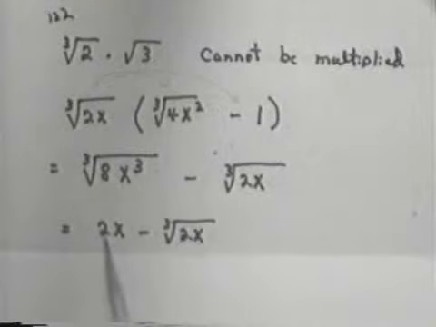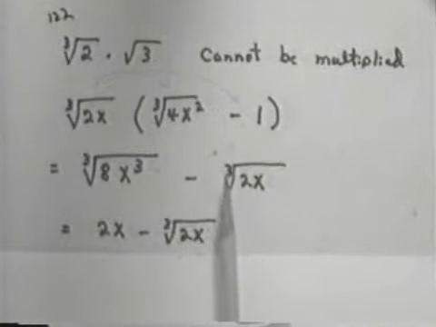Let's look at the cube root of 2x times the cube root of 4x squared minus 1. I can do the multiplication here. Again, I have to use the distributive property. So distribute these, and I'd get the cube root of 8x cubed. 2 times 4 is 8. x times x squared is x cubed. Distributing here, I have the cube root of 2x. So I distributed my multiplication over the subtraction. Now I can simplify the cube root of 8x cubed. The cube root of 8x cubed is 2x. I cannot simplify the cube root of 2x. So I'm left with 2x minus the cube root of 2x as my answer.